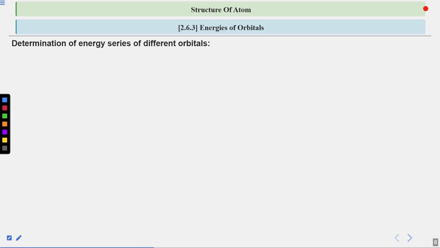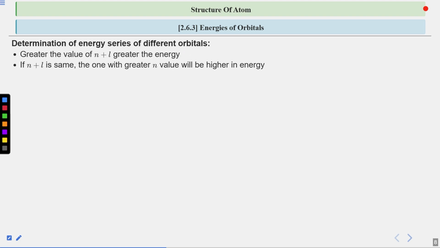Now, how will we decide which one will have a lower energy and which one will have a higher energy? It's very simple to understand. The first thing you have to do is calculate the n plus L value for a given subshell. The orbital which has a greater n plus L value will have a greater energy, and the n plus L value is the deciding factor. If the n plus L value is the same for two different subshells, then the subshell which has a greater n value will have a higher energy.